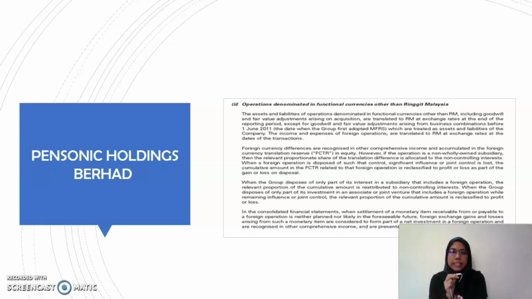So if the foreign operation is a non-wholly owned subsidiary, the relevant proportionate share of the translation difference is allocated to the non-controlling interest. When a foreign operation is disposed of such that control, significant influence or joint control is lost, the cumulative amount in the foreign currency translation reserve related to that foreign operation is reclassified to profit or loss as part of the gain or loss on disposal.